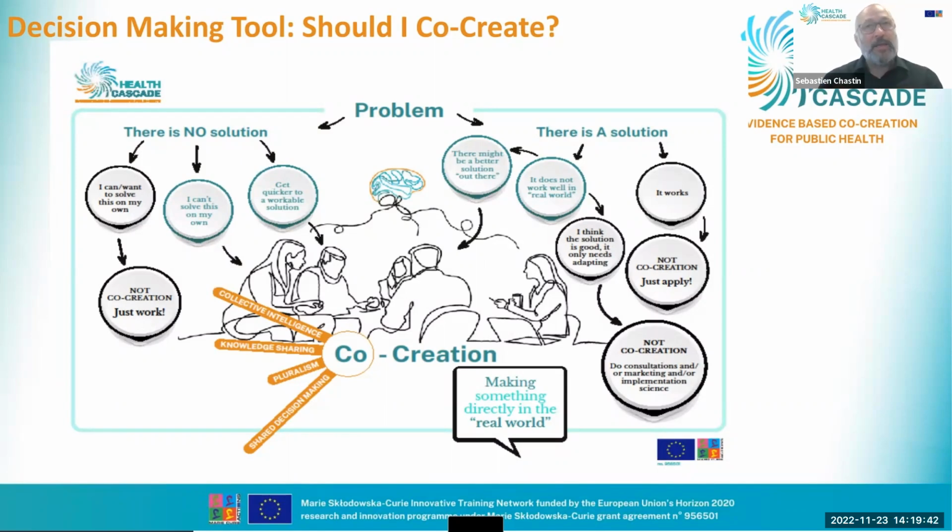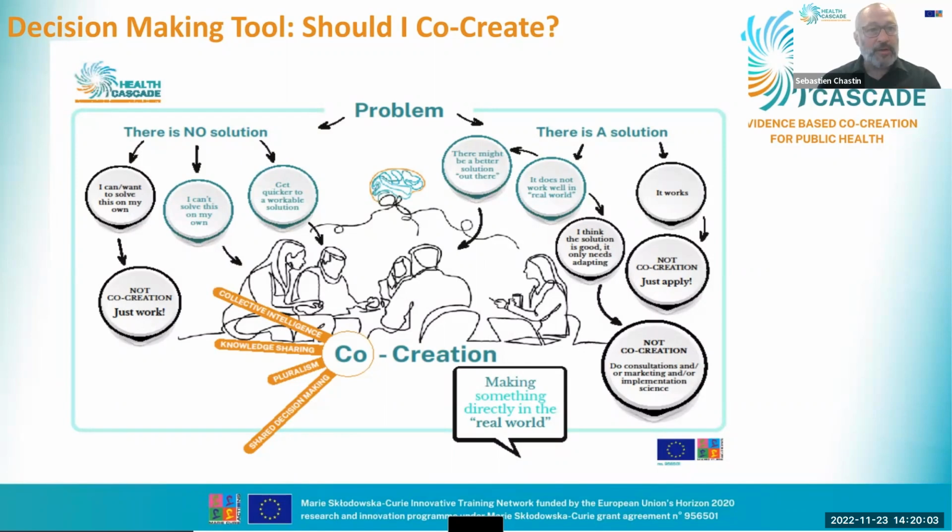and the people involved. It gets a bit more tricky when there is already a solution. If that solution works, there is no need to co-create. If that solution doesn't work very well in the real world, then you can ask the question: is it a good thing to think about co-creation or not?